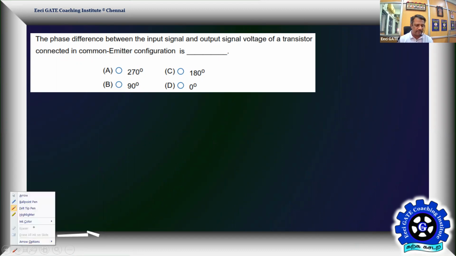So what is given? The phase difference between the input signal and output signal voltage of a transistor connected in common emitter configuration. Yes, I'll give directly the AC signal, AC analysis perception of a common emitter.